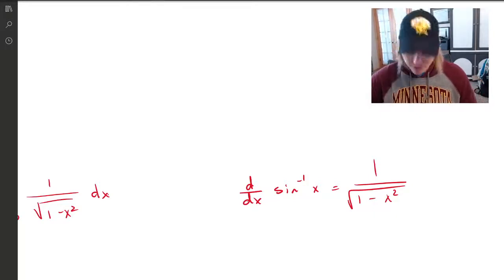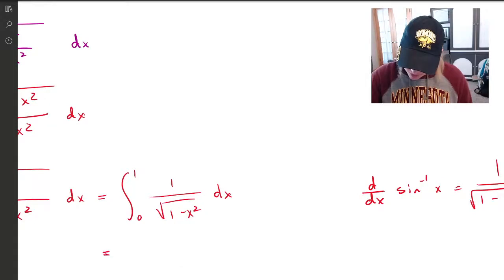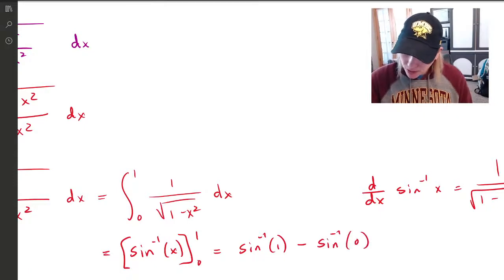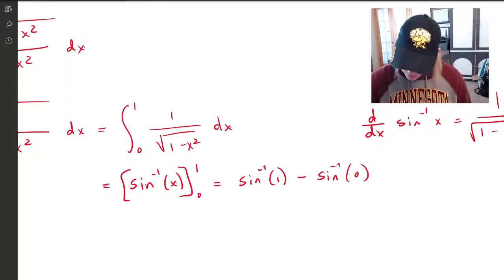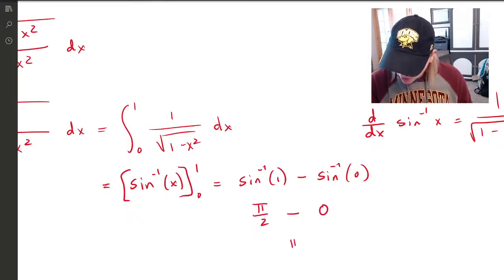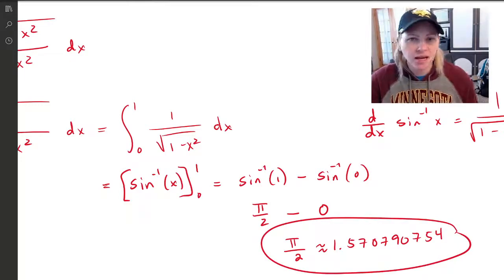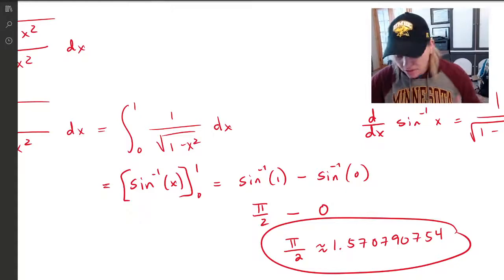And so when I integrate it, this integral becomes sine inverse of x, and we're going to evaluate that from 0 to 1. Well, that's just sine inverse of 1 minus sine inverse of 0. So which angle has a sine of 1? Pi over 2. Which angle has a sine of 0? 0. So your answer is pi over 2, which consequently is 1.570790754.